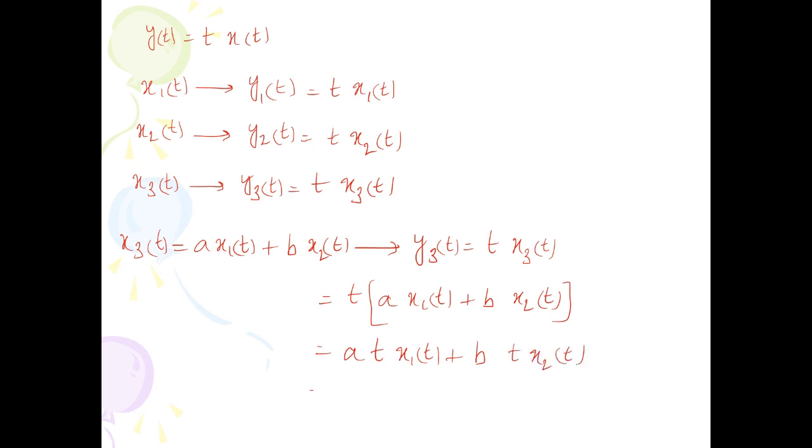And this is nothing but a into, what is this, t into x1 of t is replaced with y1 of t. Similarly, t into x2 of t is replaced with y2 of t. So a into x1 of t plus b into x2 of t gives a into y1 of t plus b into y2 of t. So the given system is a linear system.